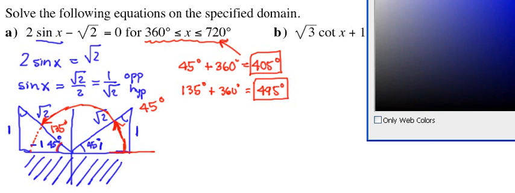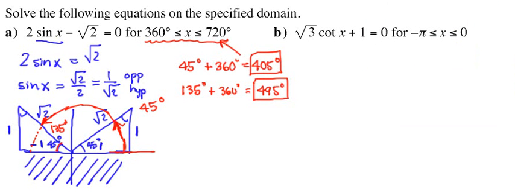Let's do that again with radians and see how we do there. Root 3 cotan x plus 1 equals 0. That means root 3 cotan x equals negative 1. Divide by root 3 and you get cotangent x equals minus 1 over root 3.